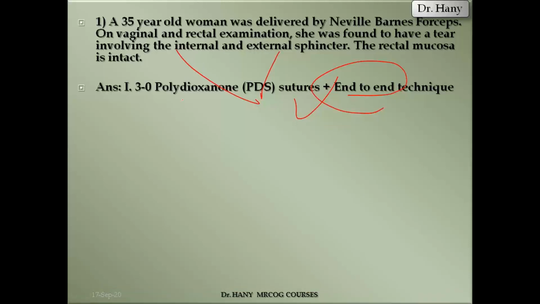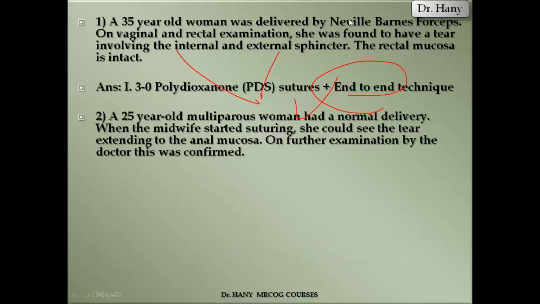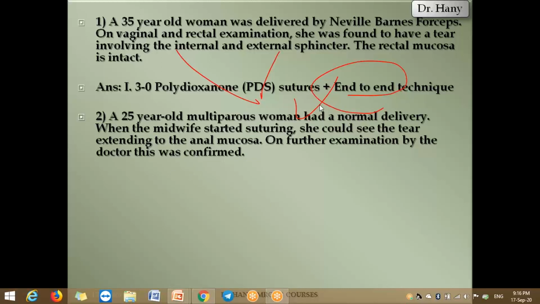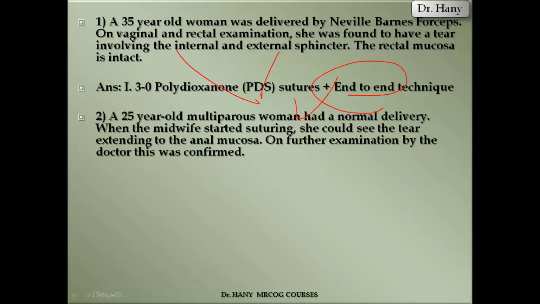Another scenario. A 25-year-old multiparous woman has a normal delivery. When the midwife started suturing, she could see the tear extending to the anal mucosa, so a 4th degree perineal tear. On further examination, the doctor confirmed this. So, what will be the answer?